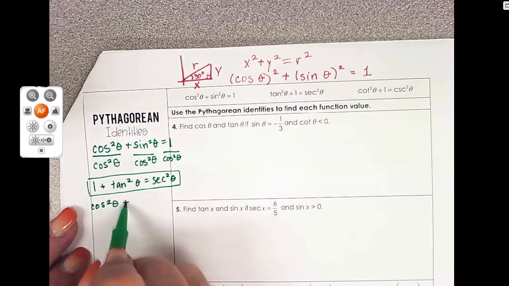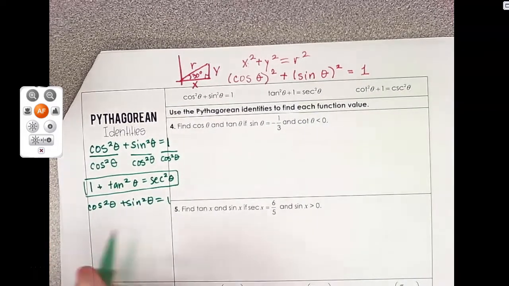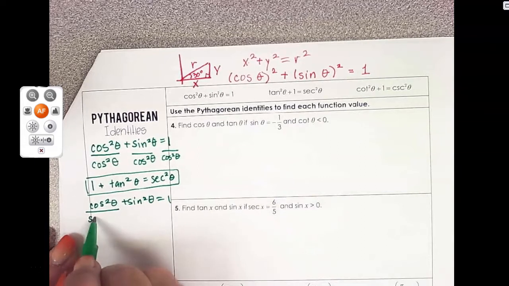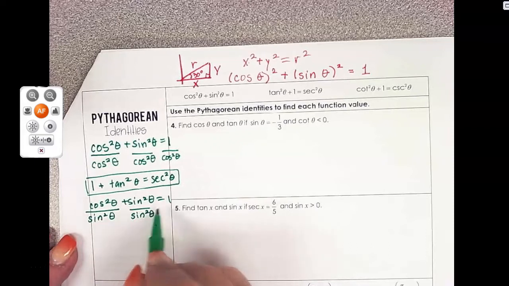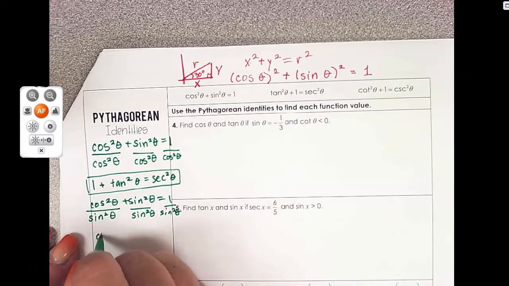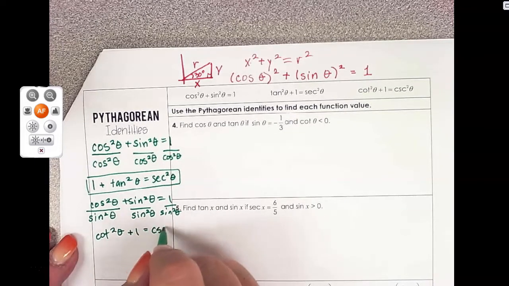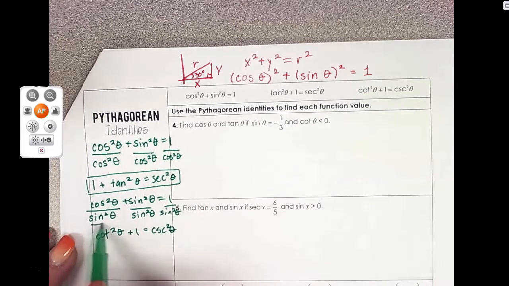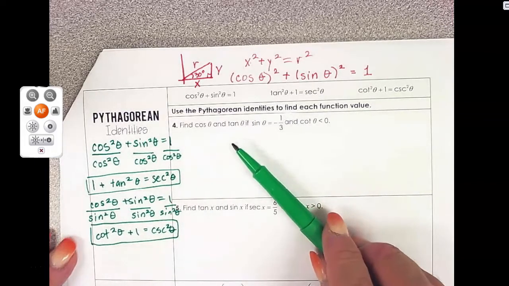And then the other one, if I start back again with my original Pythagorean identity, and this time I divide everything by sine squared. So that's legal, as long as you divide on both sides. So now I've got cosine squared over sine squared equals cotangent squared, plus 1 equals cosecant squared. So they are all derived from each other. So now I want to use that to solve problem number 4.